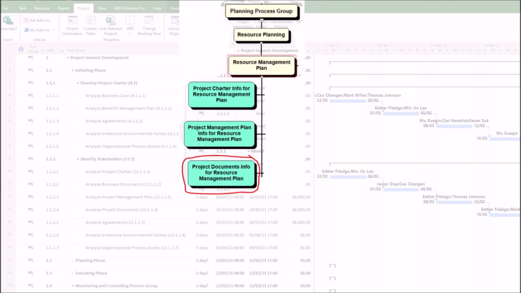How important is the input of project documents to the plan resource management process? Project documents are crucial to the plan resource management process as they provide the essential, specific data and context needed to create a realistic, actionable, and effective resource management plan.